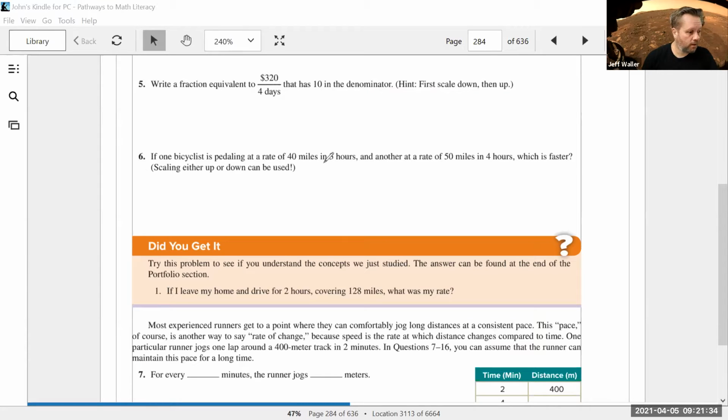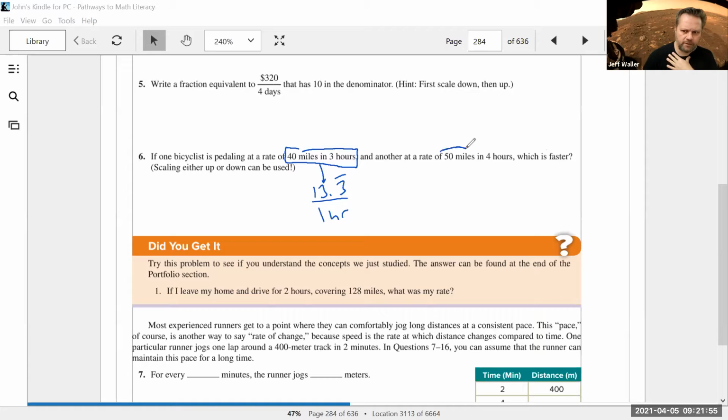40 miles in 3 hours is faster. All right, let's see. So I got a vote for 40 and 3. How did you figure that out, Ethan? I just divided 3 from 40. Oh, okay. So you got a unit rate. What'd you get for that? Let me check again. I think it was 13.3. Yeah. Right. I like it.